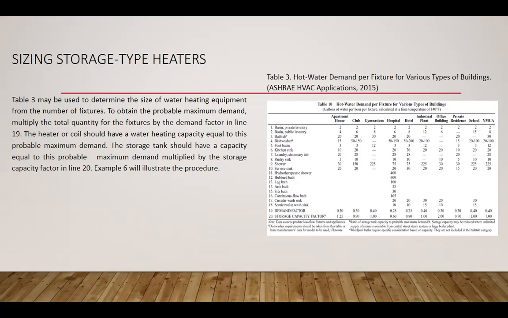The heater or coil should have a water heating capacity equal to this probable maximum demand. The storage tank should have a capacity equal to this probable maximum demand multiplied by storage factor, capacity factor, in line 20. Example 6 will illustrate the procedure. Yan. So ito, pwede itong gamitin, or gamitin yung una, ginawa natin. Piliin yung mas malaki, yun na gamitin niya.